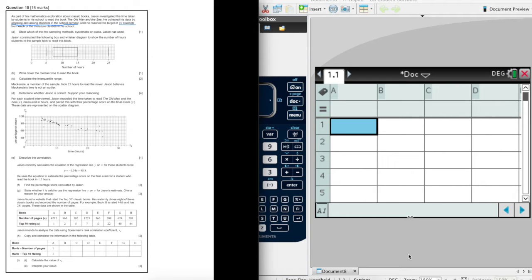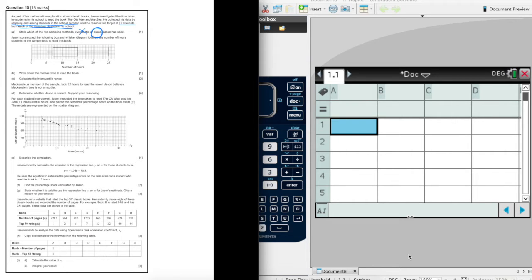So that means that it is what we call quota sampling. Systematic would be if he asked every 10th person, every 12th person, and so on. Whereas this is quota sampling, he took a sample from the different quotas from each of the literature classes. Okay, so this type of sampling is quota sampling.